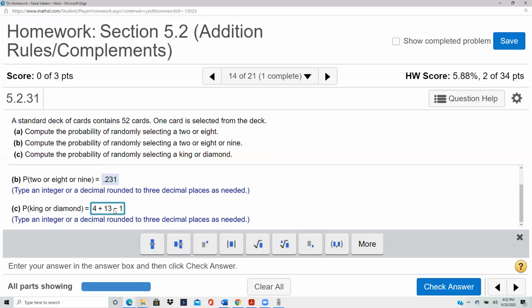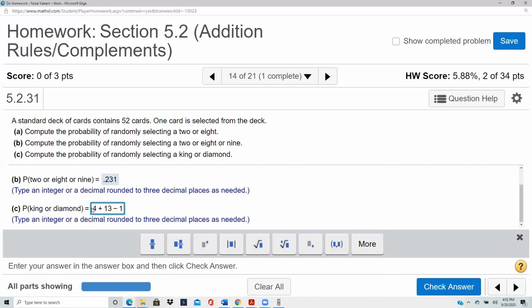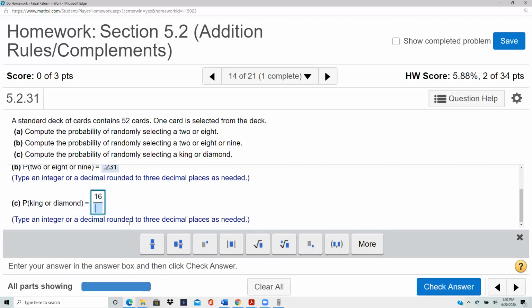So there are 13 of each, like the 13 of each suit that I mentioned over here. So we have 13 diamonds, 13 hearts, 13 clubs, and 13 spades. That's how we make up the 52. And so when you do this, this is 16, and you have to divide it by 52. So 16 divided by 52 should be 0.308 in decimals.